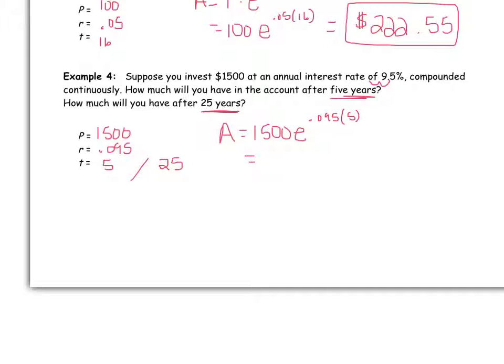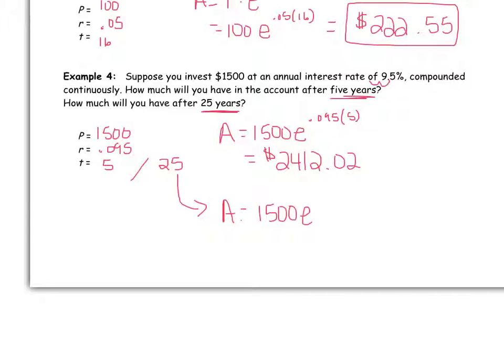1,500 times e raised to the 0.095, parentheses 5, enter. So it looks like after 5 years they will have $2,412.02. And then after 25 years, let's figure out what that would be.